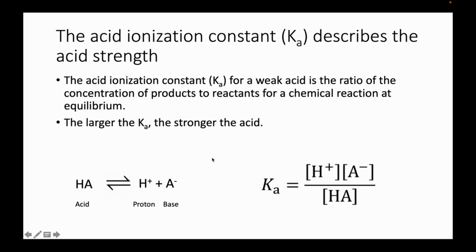The key thing here is that the larger the Ka, the stronger the acid, because a strong acid is more likely to dissociate to make this proton plus base. If we have higher concentrations of proton plus base, it's going to get us a larger Ka, and that tells us we have a stronger acid.